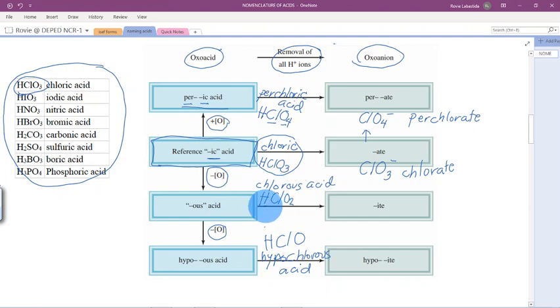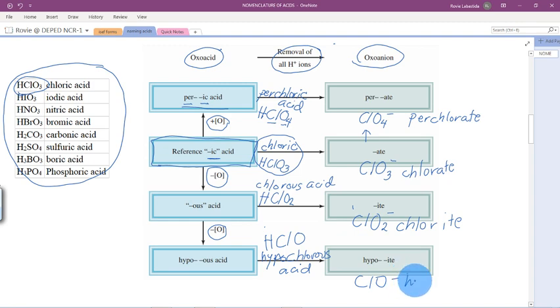Now let's proceed with chlorous acid. The formula is HClO2. If we remove the hydrogen atom in the formula, it will become ClO2 negative, or this is an ite ion. So the name would be chlorite ion, or simply chlorite. Now, from hypochlorous acid, if we remove the hydrogen from the formula, it will become ClO negative, and this is called a hypochlorite ion.